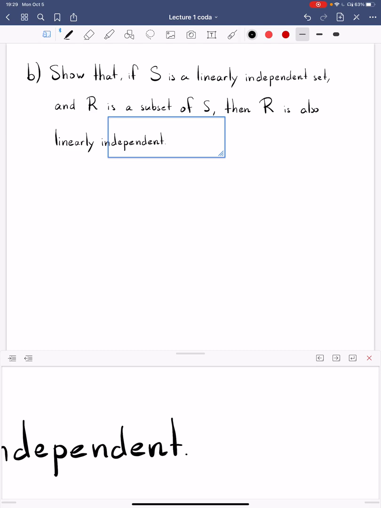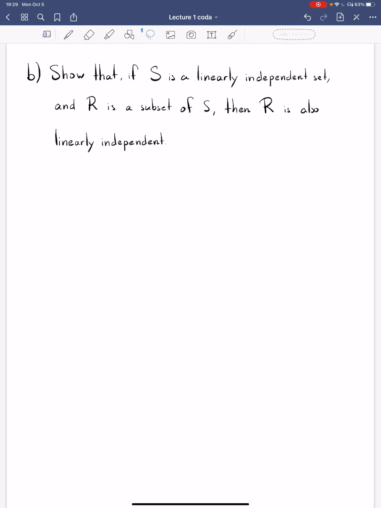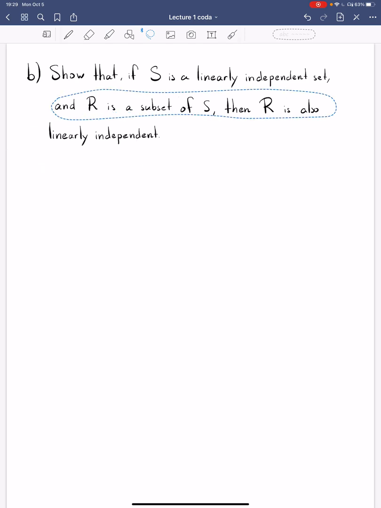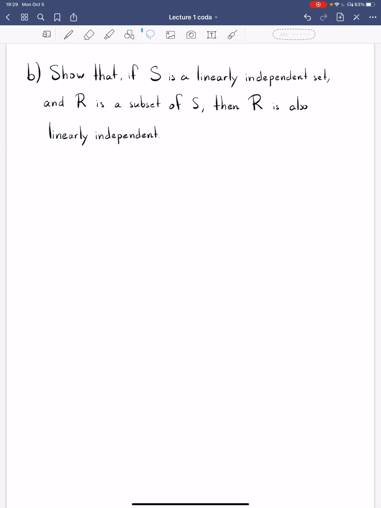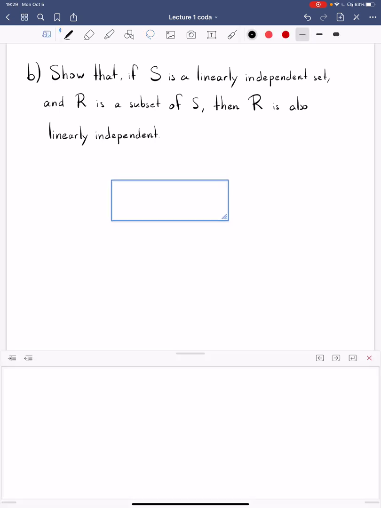Okay, so let's see, how can I get started on this? Let me move this up a little bit, make it look better. All right, let's see. So let's write down what the vectors in S are.